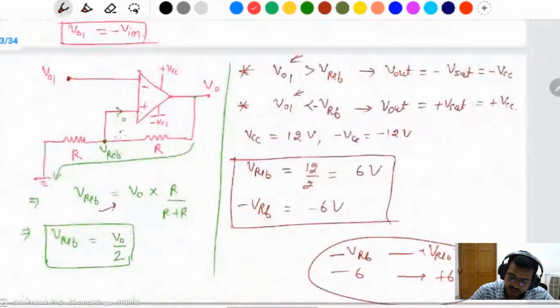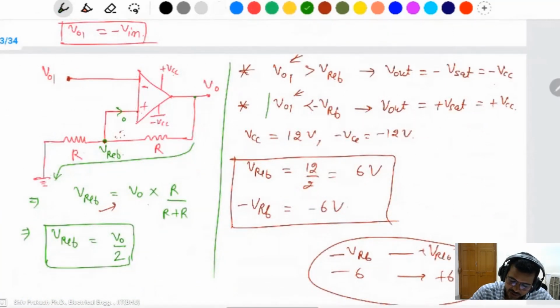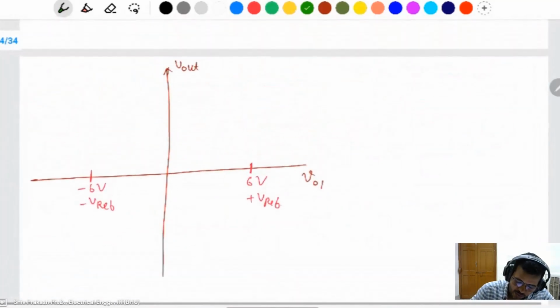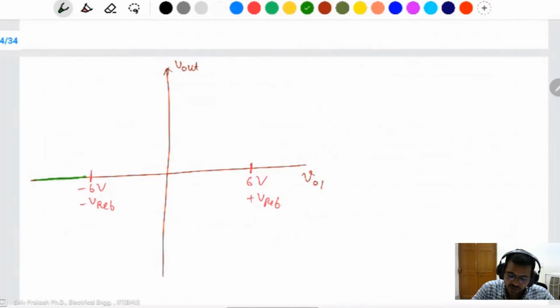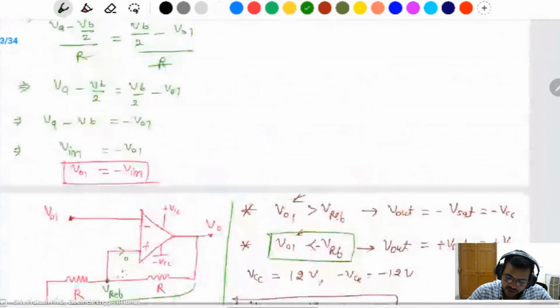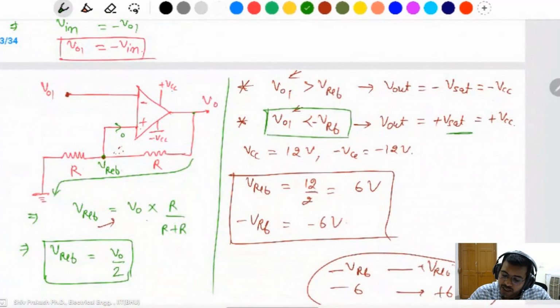In that condition, you can observe this one. V output is more negative to V reference, minus of V reference. It means V output is here in that zone. The output in that condition is the plus of VCC. When V naught 1, or input voltage of Smith trigger, is more negative to the reference point or hysteresis band point, in that condition the output voltage of Smith trigger is plus VCC.